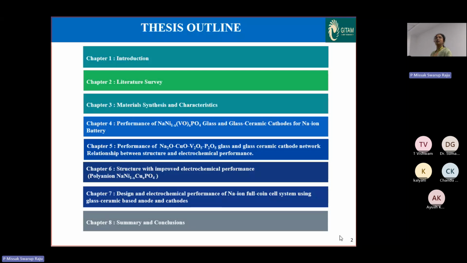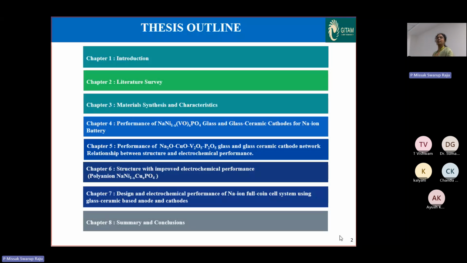Chapter 3 is material synthesis and characterization. Here, for the synthesis of the materials, I used different techniques. After obtaining the nano powder, I describe which characterizations are done. Chapter 4 is sodium nickel vanadium phosphate glass ceramic cathodes for sodium-ion batteries, where the vanadium is replaced by nickel. In chapter 5, the vanadium is replaced by copper.